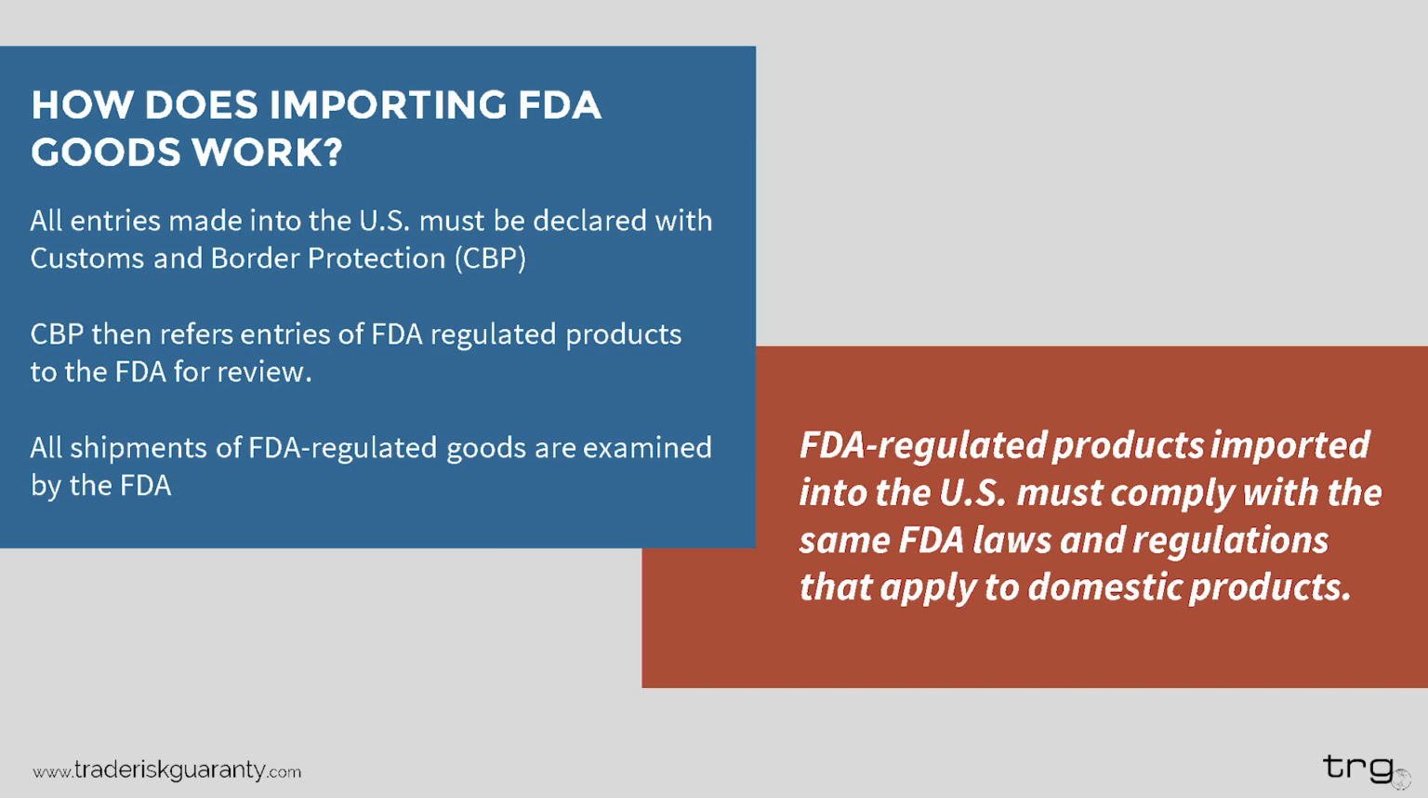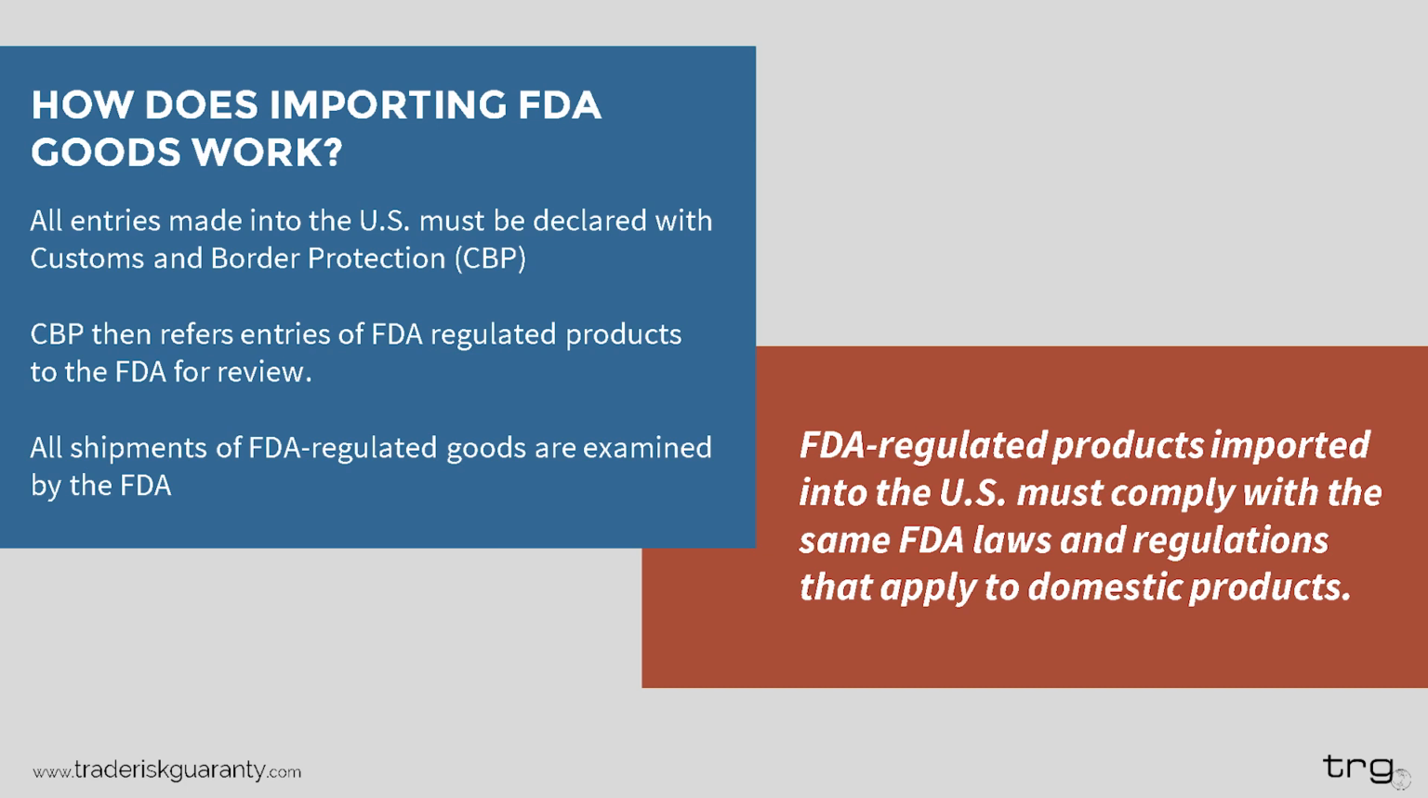So let's take a look at that review process. It may be an obvious place to start, but first of all, entries into the US must be declared through Customs and Border Protection. Once it is cleared by CBP and they see it is flagged for FDA, they will then refer the entry to the FDA for review.